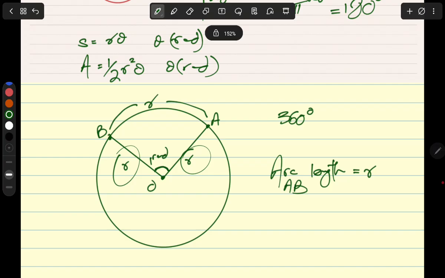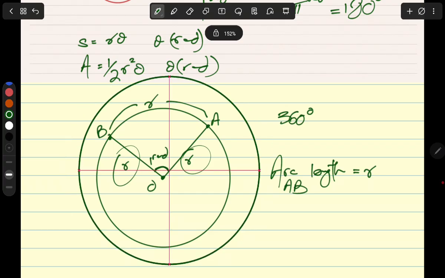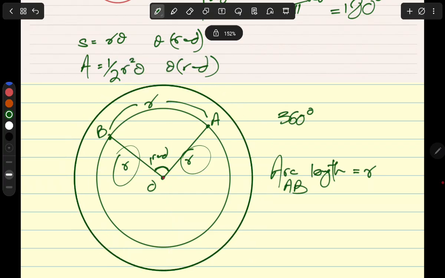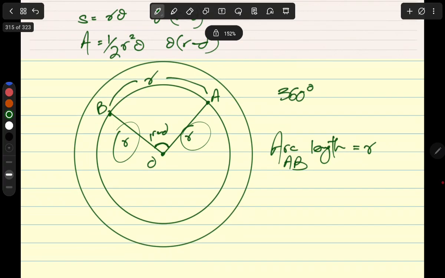Okay. Now, if I make the circle larger, does 1 radian change? So if I just make a circle larger, is this going to change? Wait a second, let me show you. No, this is not going to change. We're just going to extend this, right? And how are we going to extend that? We are just going to do it like this. Did you see that this angle remained the same? It didn't change, right?